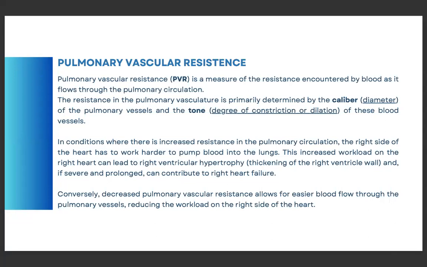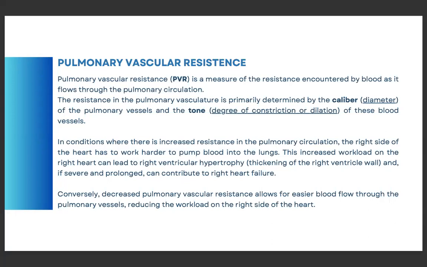Now, why does this matter? Well, when there is increased resistance within the pulmonary circulation, the right side of the heart faces a tougher task. The heart has to work harder to pump the blood into the lungs, overcoming that increased resistance. This increased workload on the right side of the heart can lead to a phenomenon known as right ventricular hypertrophy, where the right ventricle's wall thickens. Now, if the workload persists and becomes severe, it can contribute to right heart failure.